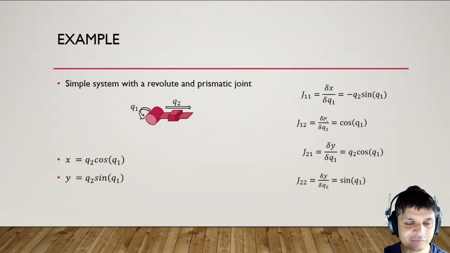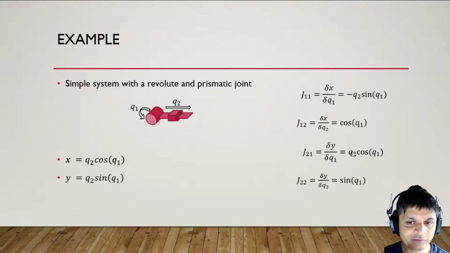J12, which is the derivative of x with respect to q2. Well, this is an interesting one. Because it's a partial derivative, q1 is a constant because we only care about the derivative with respect to q2. So cos of q1 is a constant, and so the derivative of q2 cos of q1 just becomes cos of q1. Okay, and you do the same thing with J21 and J22, and you end up with these Jacobian terms.